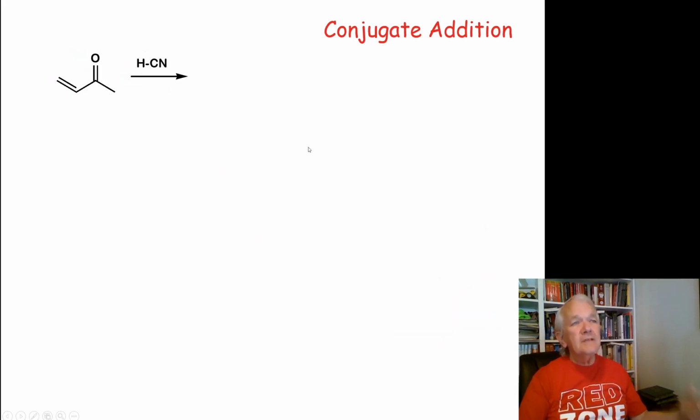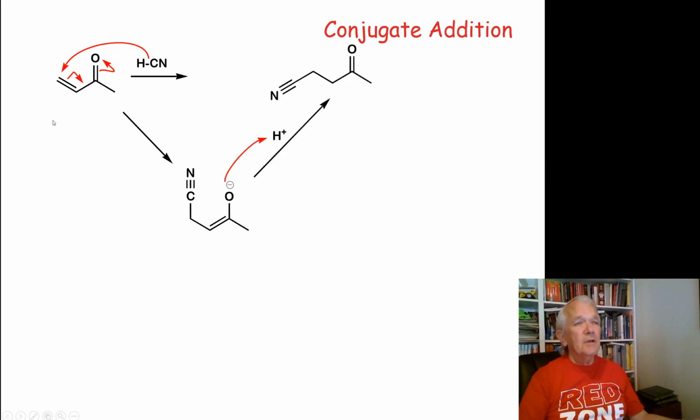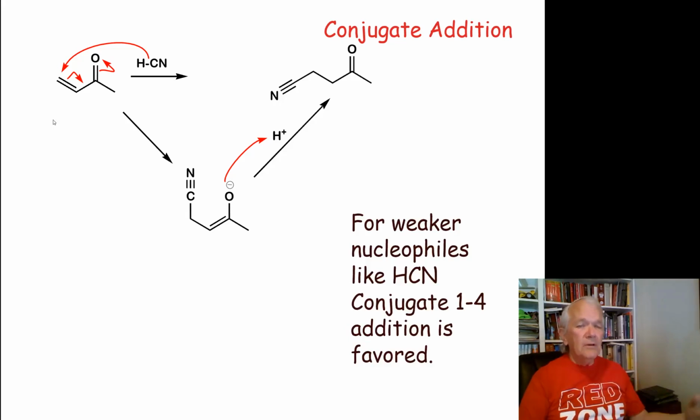Okay, so here's an example now of what I was mentioning before, of a less reactive nucleophile. Cyanide's a very good nucleophile, but it's not nearly as reactive as a methyl minus. So HCN, you'll protonate the carbonyl, yes, but more importantly, the cyanide is going to attack out here at the beta position, go to this enolate, which picks up the proton from the HCN. And this is conjugate addition with a cyanide. And it's a weaker nucleophile than the methyl lithium.